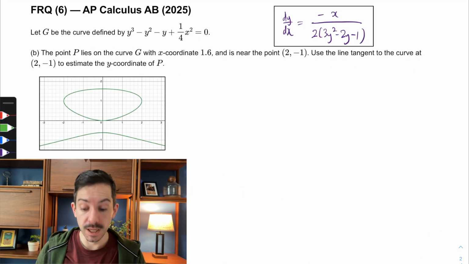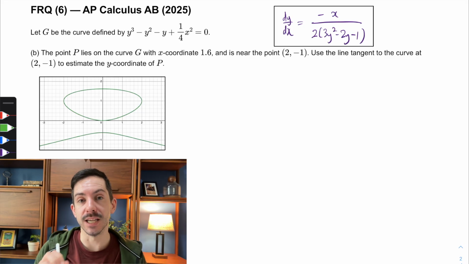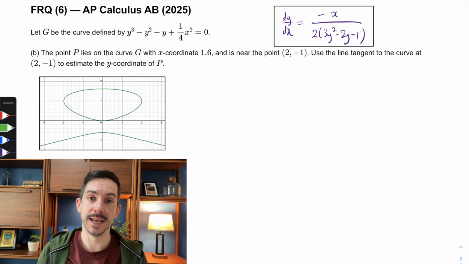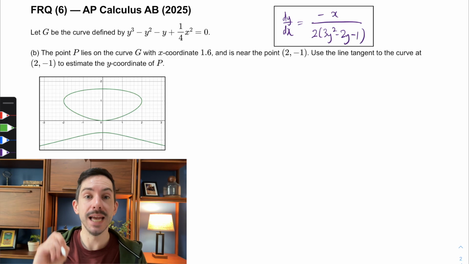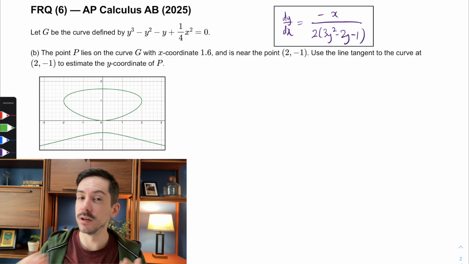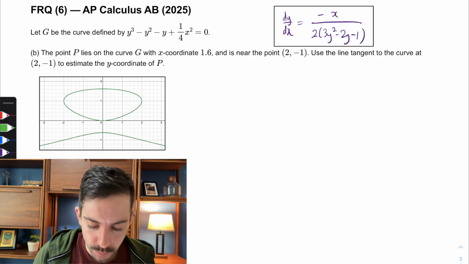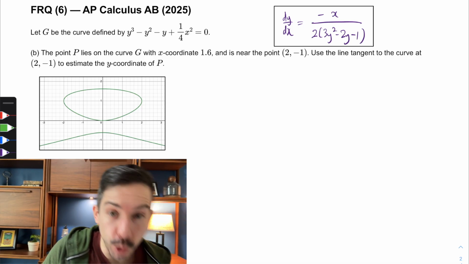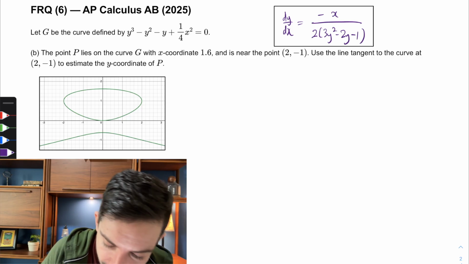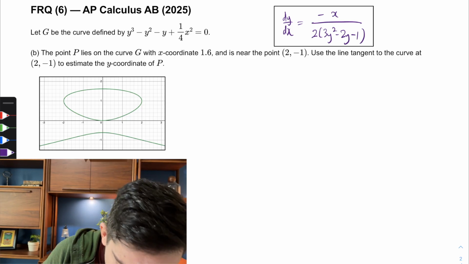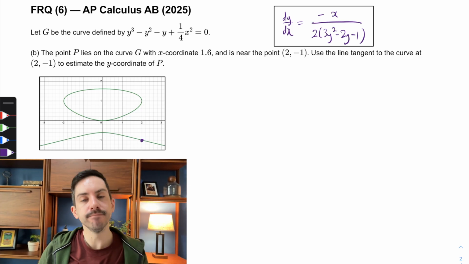Okay, part B, you can see I've copied in the expression that they gave us for dy by dx because we are going to need to use it in this part B, regardless of whether or not we actually found it successfully in part A, right? They gave it to us for free. How nice. Okay, so in this problem, we are given a couple of points on the curve. So we're looking at the point 2, negative 1. So that is right there on my curve.